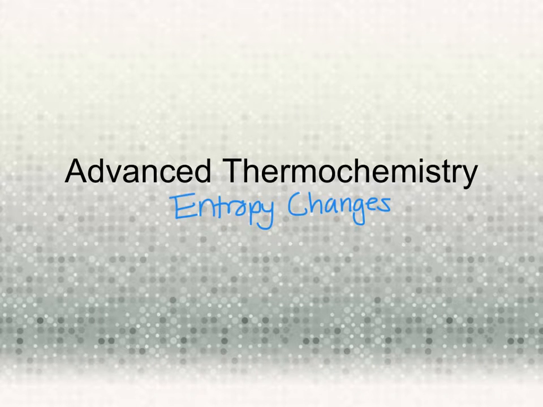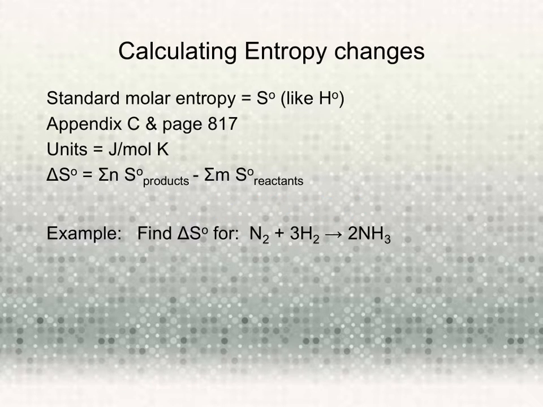This screencast is for AP Chemistry in Chapter 19 with the Advanced Thermochemistry. We're going to focus on calculating the entropy changes for reactions. Just like H, when we did that in Chapter 5 in Honors Chem, we are going to find S in a similar way. The 0 in the air there is the standard molar entropy, S0.